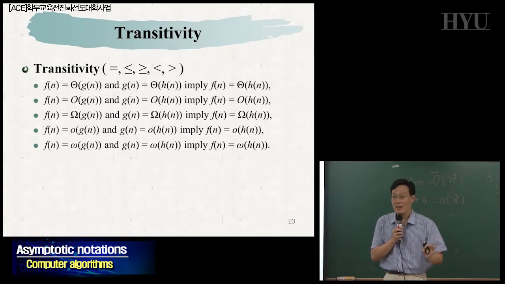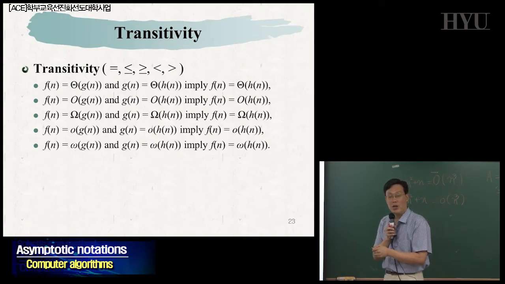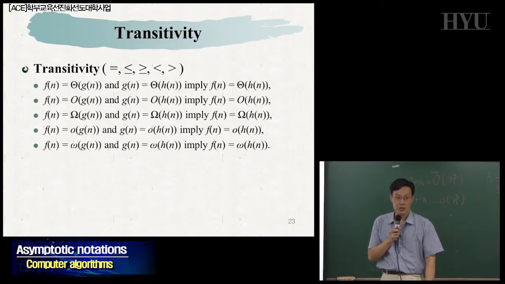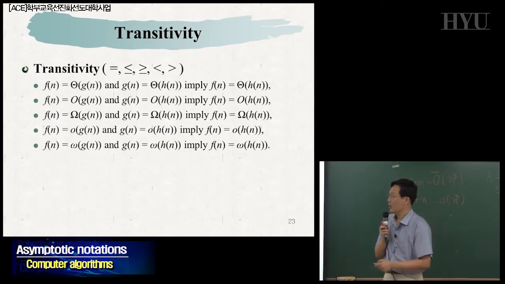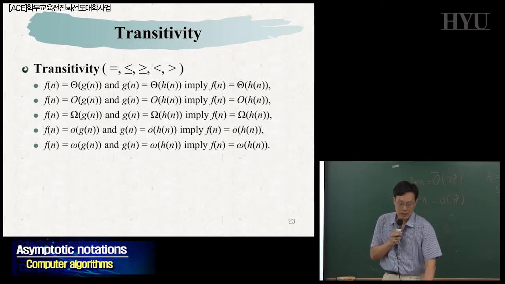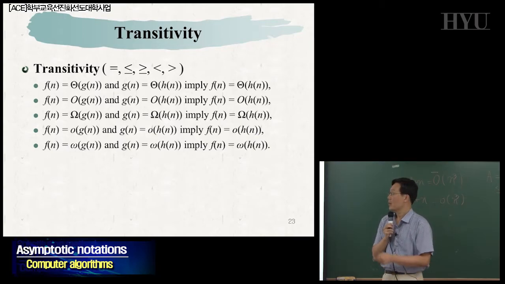Okay? And similarly, for all asymptotic notations, transitivity is satisfied. If f of n is theta of g of n, and g of n is theta of h of n, then f of n is theta of h of n. Because, as you know, theta is similar to equality. And this is also true for big O, big omega, or little o, little omega.